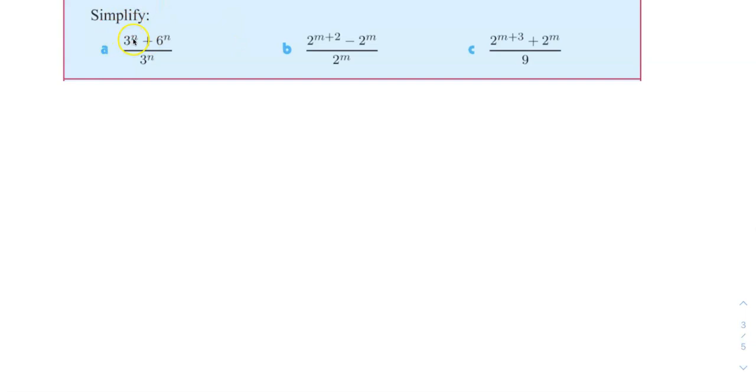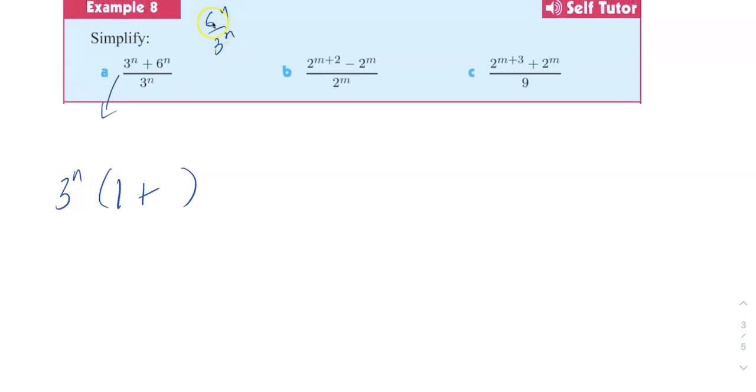So I factor out a 3n. Remember, factoring out is just dividing, so all we do is divide both of these by 3n. 3n divided by 3n is just 1. 6n divided by 3n, we just did that. Since they're both of the same power, you just divide: it's the same thing as 6 over 3 to the n, which is 2n. This is all over 3n. These cancel out now, and you just get 1 plus 2n.